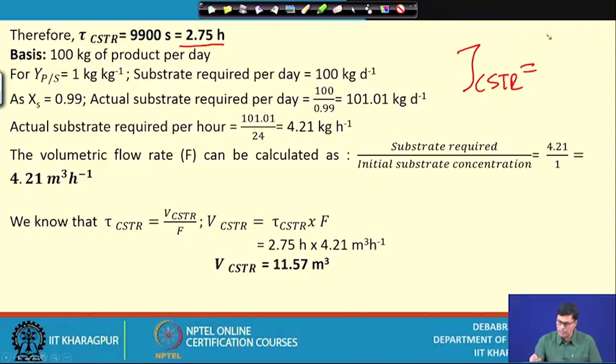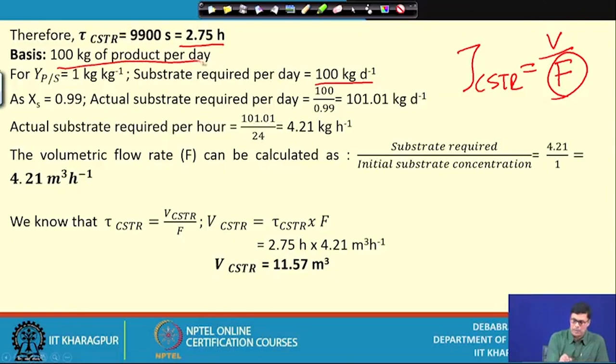Equal to V by F. I mean, what is F? F is the volumetric flow rate. Now, here we shall have to find out the volumetric flow rate. How can we find it out? How much substrate are you using per day? 100, because 100 kg of product per day.